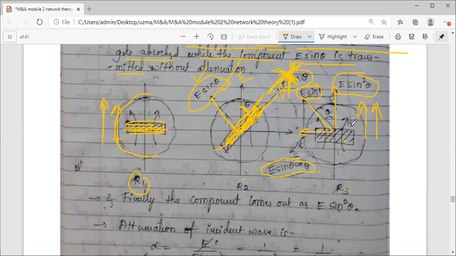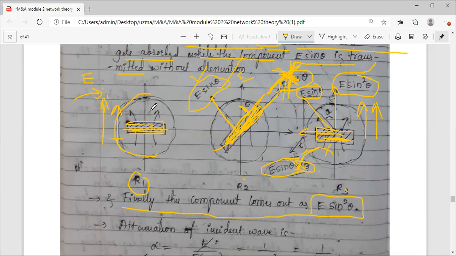Out of these two components, whatever component is parallel to your resistive card will be absorbed. So the other component, E sin square theta, only that will come out at the end. Finally, we get the E sin square theta component. We started with E when it entered.